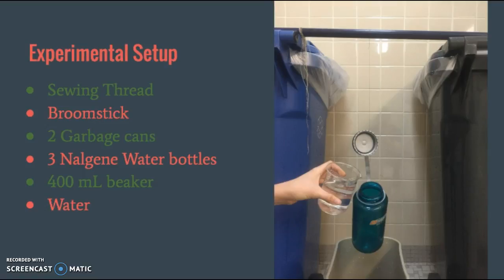We balanced a broomstick across two trash cans to which we tied one end of the thread with a Nalgene water bottle tied to the other. We poured water into the bottle from a 400 milliliter beaker to increment the mass until the thread broke. When we increased the diameter of the thread, we ended up needing 3 bottles attached to each other to hold enough water to break the threads.